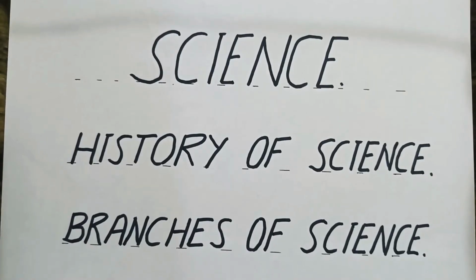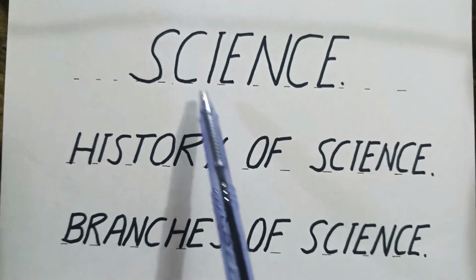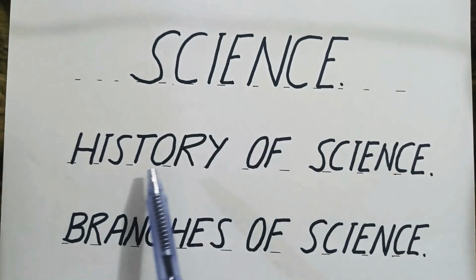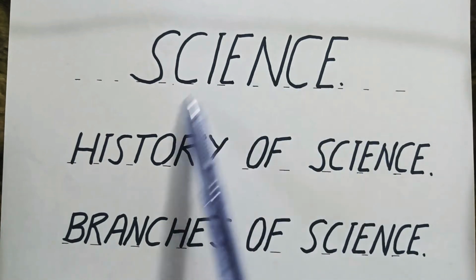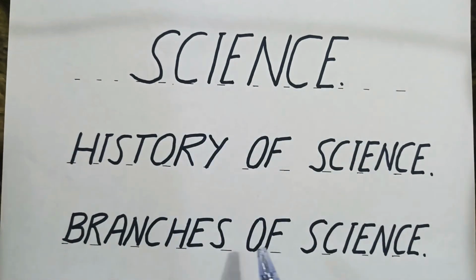Now I am going to show you my lecture in written form. You can see the written form of my lecture, and all these things will be very clear to you. Three things we are going to study in this lecture: science, the history of science, and the branches of science.